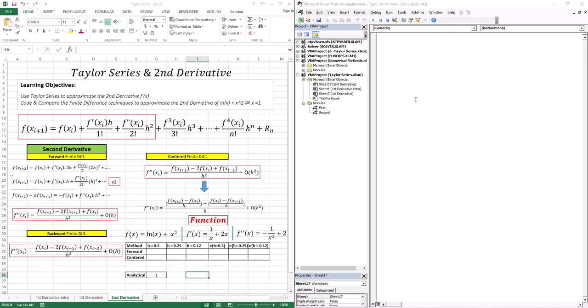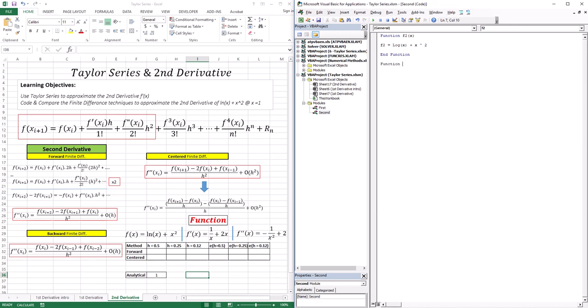Okay, so let's go ahead and write the functions for this. I'm going to say Function, and I'm going to call it f2, because in the first code that we wrote, we used f. So f2 of x is equal to, in this case, log of x, and we explained that log of x in VBA is ln of x, plus x power 2. So we have that.